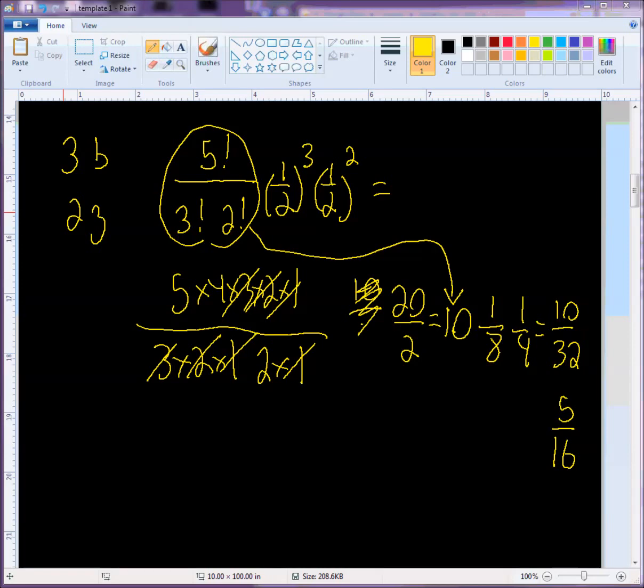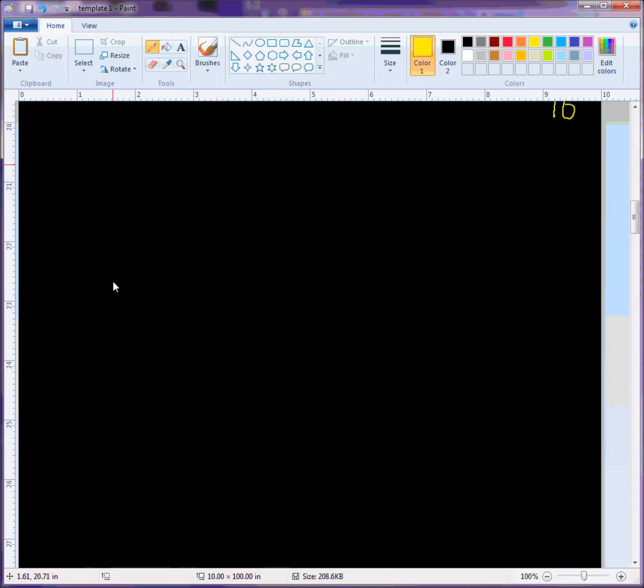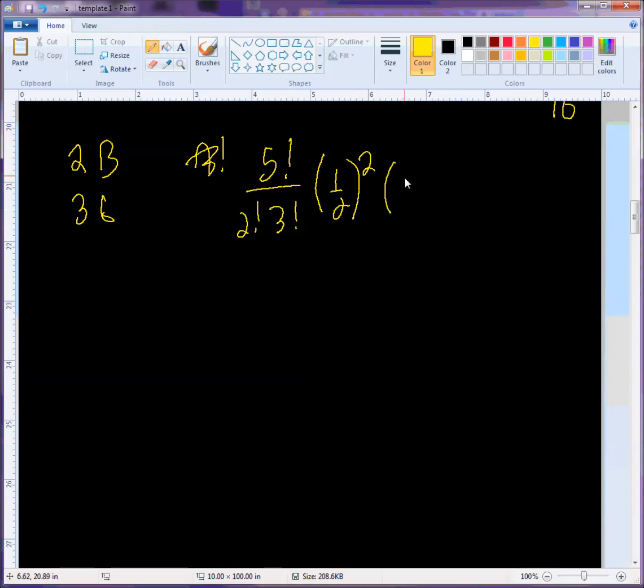So the next, part C, is similar. So instead of 3 boys and 2 girls, we're going to look at 2 boys and 3 girls. And the idea here is that we're going to see that the ratio is going to be the same, right? Because for one, the formula is going to look identical. So 5 factorial over 2 factorial, 3 factorial, multiplied by 1/2 raised to 2, multiplied by 1/2 raised to 3.